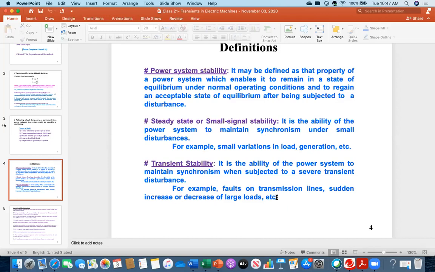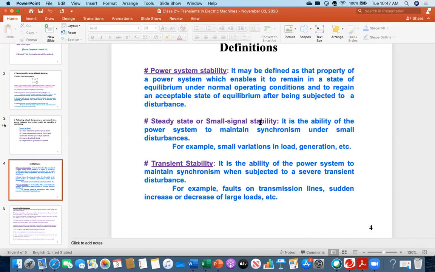Huge change, like those 3LG, 3LS faults on the line, or sudden increase or decrease of huge load on the system. If these things happen and your system comes back to a stable condition within an acceptable state, or it maintains synchronism, then you can say that is the transient stability. That's why transient stability refers to the severe transient disturbance.